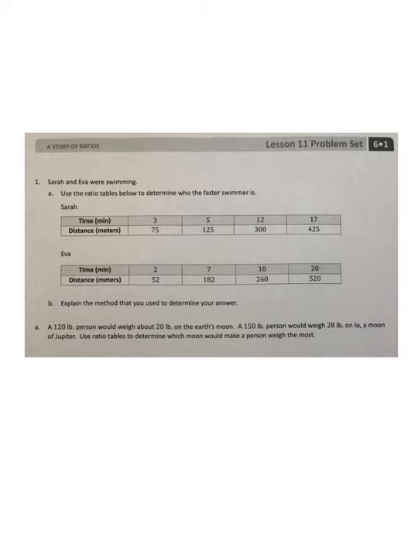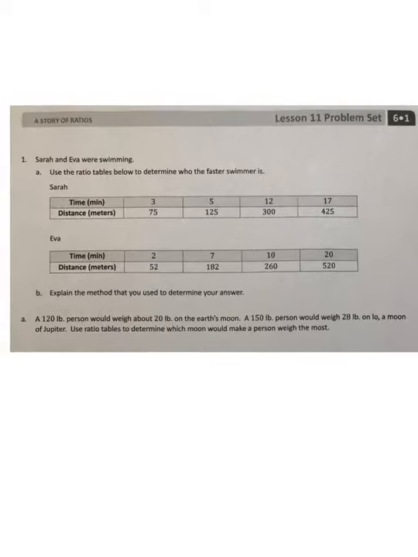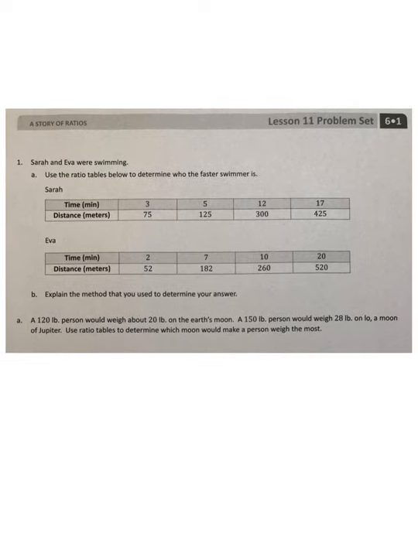This says, Sarah and Eva were swimming. And it says, use the ratio tables below to determine who the faster swimmer is. You've got either Sarah or Eva. And in 3 minutes, they can swim 75 meters, not laps. Oh my gosh, that would be insane. And Eva, 2 minutes, it takes her to swim 52 meters.